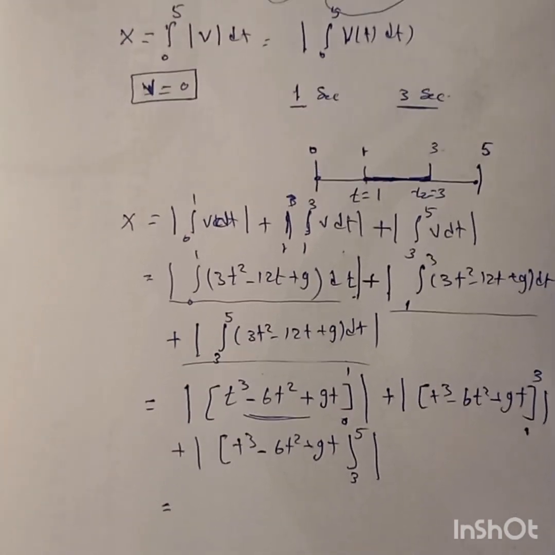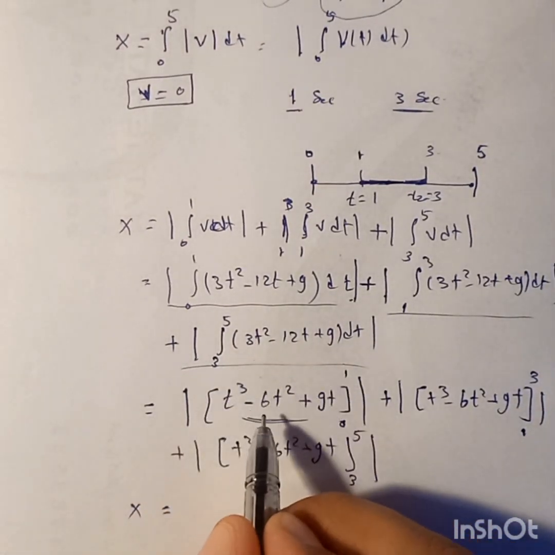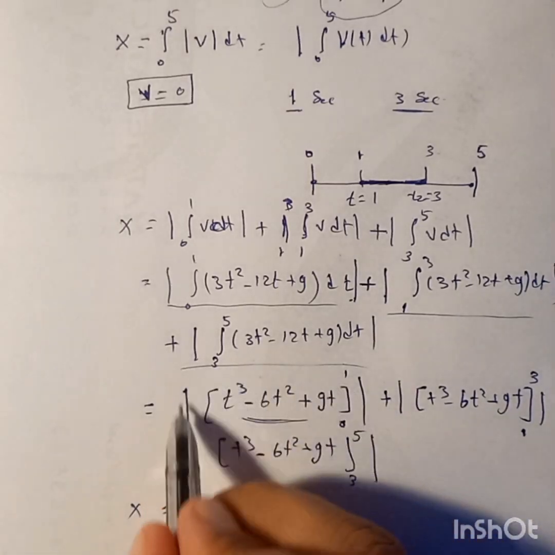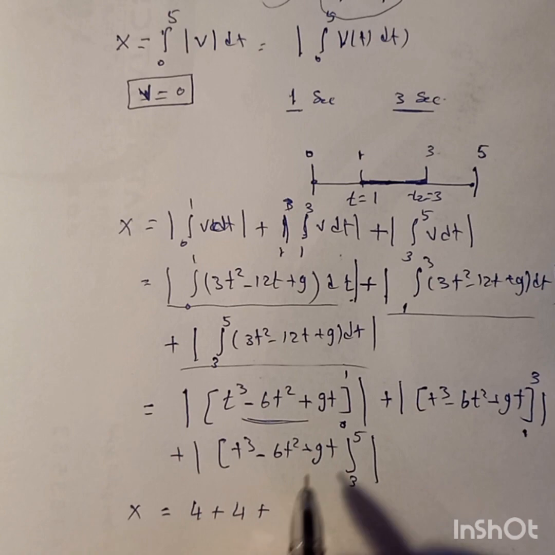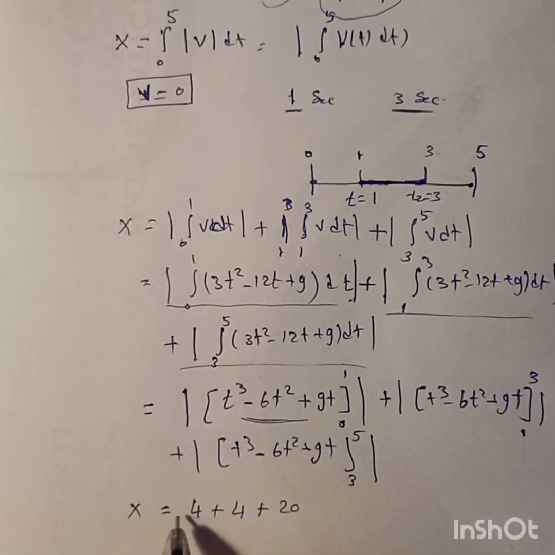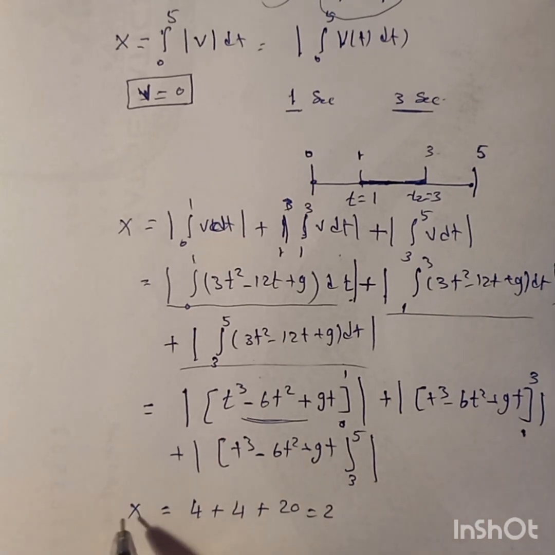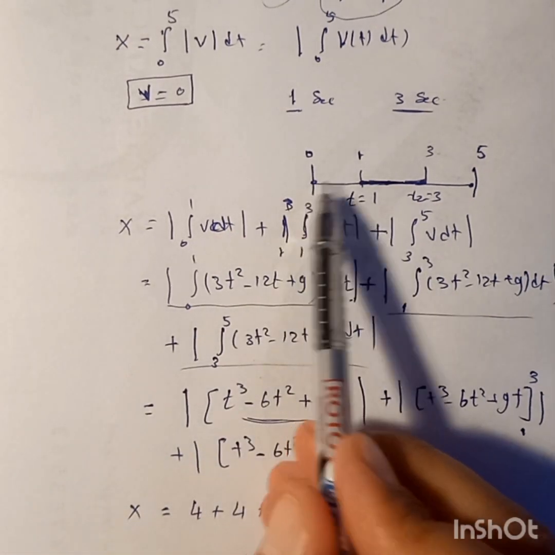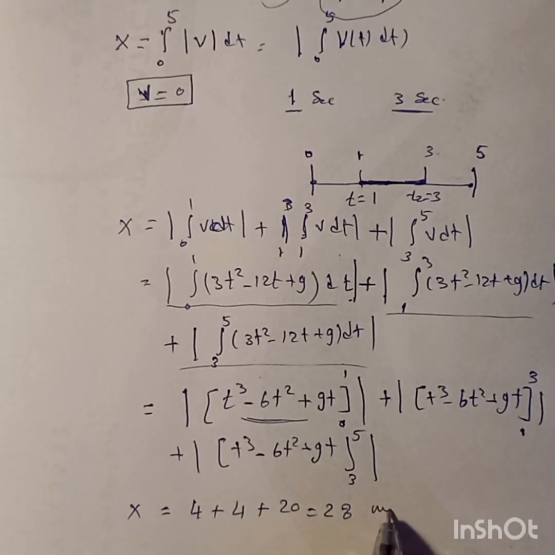By substitution, we'll find here x equals the magnitude of this quantity, equals 4, and this one is 4 as well, and this one is 20. All these distances are positive. Then we have here the total distance covered by this body during the first 5 seconds equals 28 meters, and this is what is required to find.